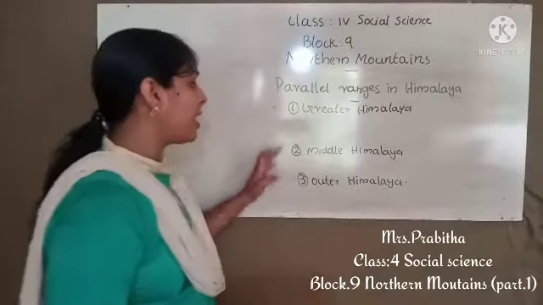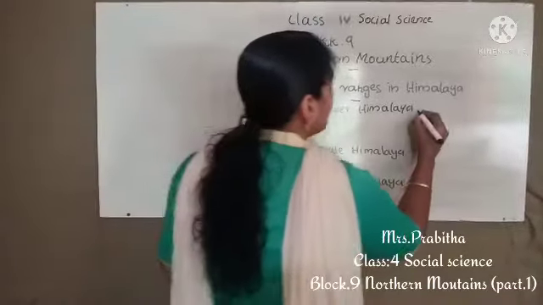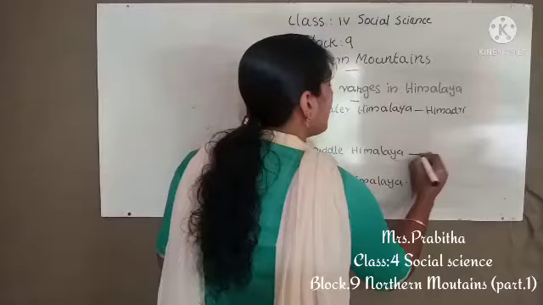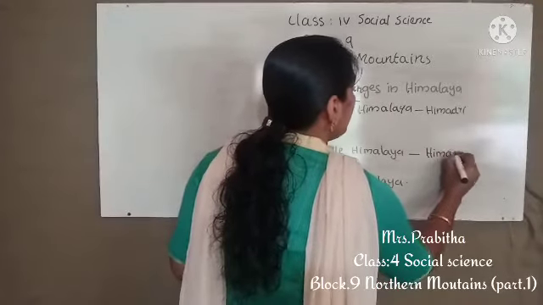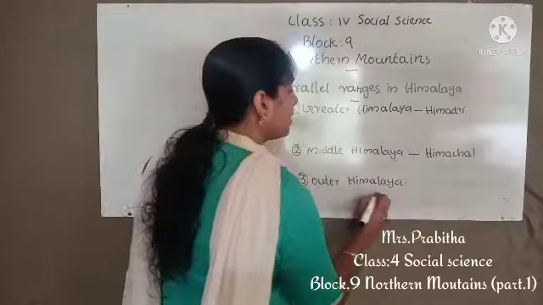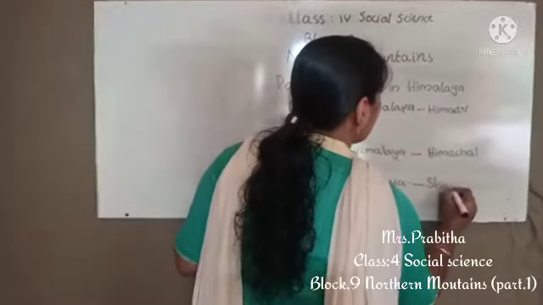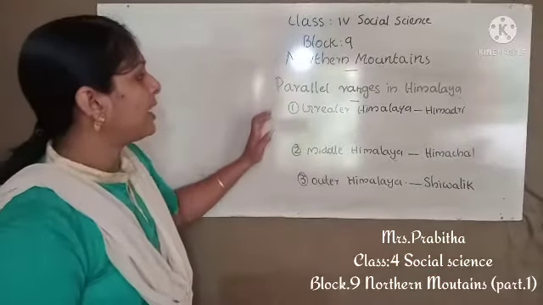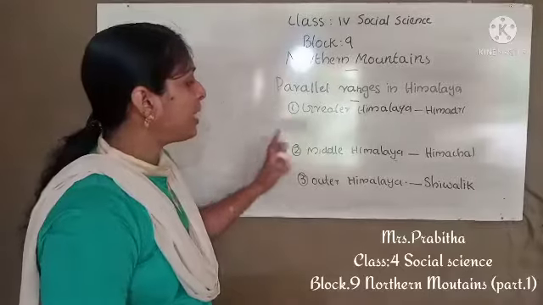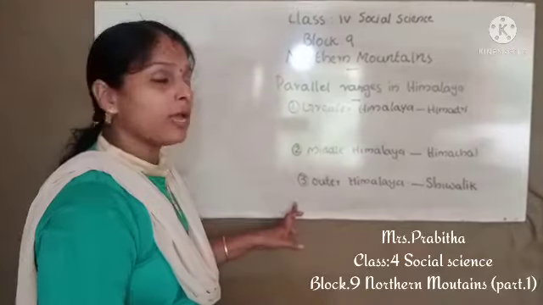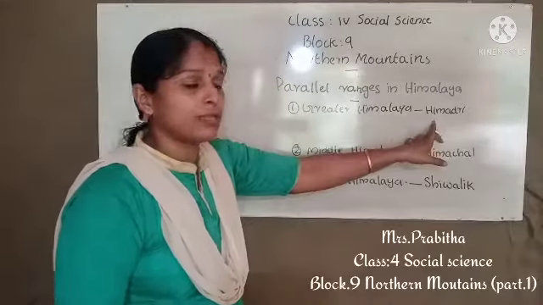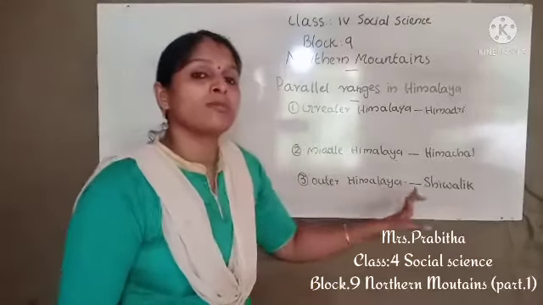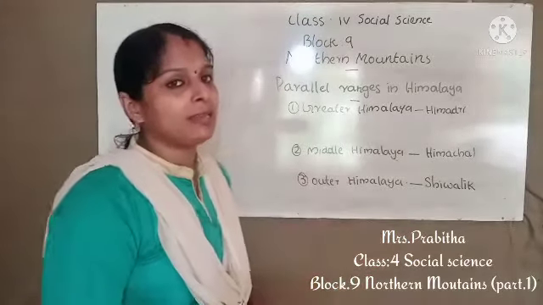So Greater Himalaya is otherwise called Himadri. Middle Himalaya is Himachal. Outer Himalaya is Shivalik. Okay. So these are the three parallel ranges in Himalaya. Which are the three parallel ranges? Greater Himalaya, Middle Himalaya, Outer Himalaya. Greater Himalaya is also called Himadri. Middle Himalaya is also called Himachal. And Outer Himalaya is also called Shivalik. These are the three parallel ranges in Himalaya.